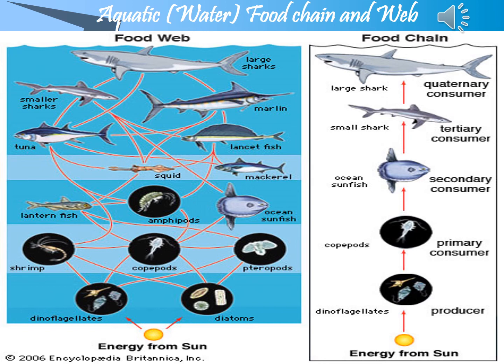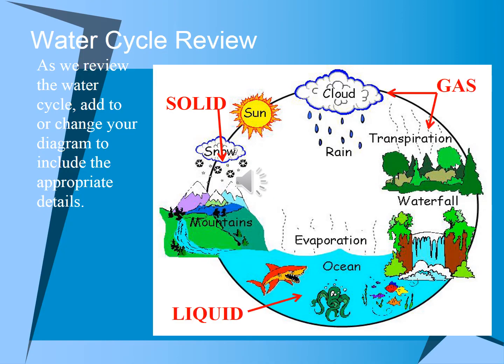So if you take a look, here you have the sun, and then it goes to the producer, which is the dinoflagellates, then the copepods, which are the primary consumers, then it goes to the ocean sunfish, which is the secondary consumer, the small shark, which is the tertiary consumer, and then the large shark, which is the quaternary consumer. And then if you take a look, you have that same food chain in the food web, but then you also have other food chains that link so that you can see that all of these can eat different things.